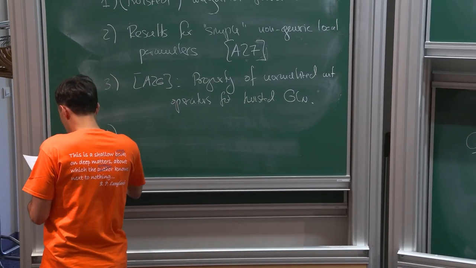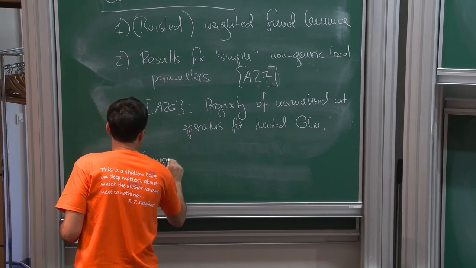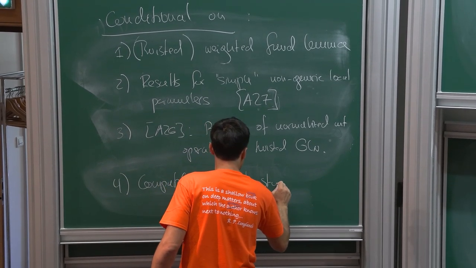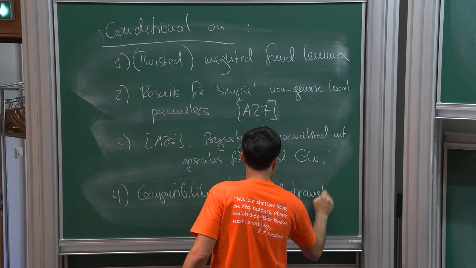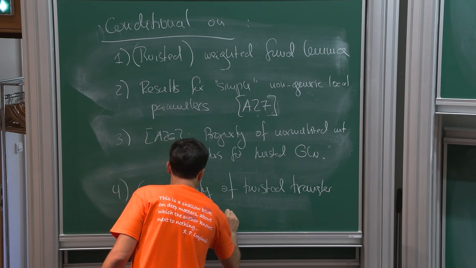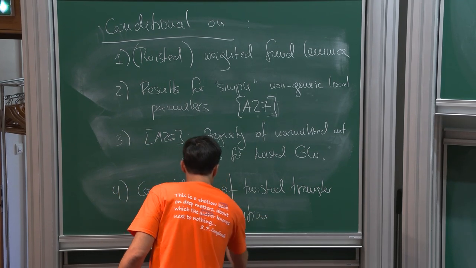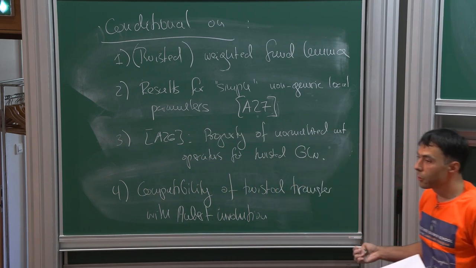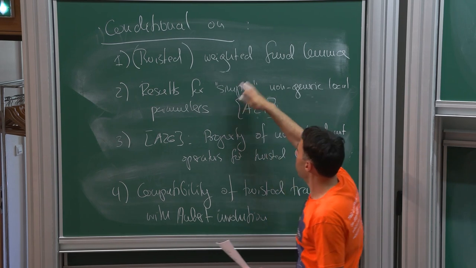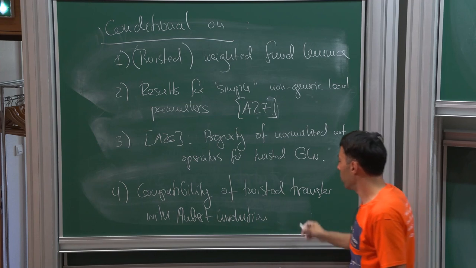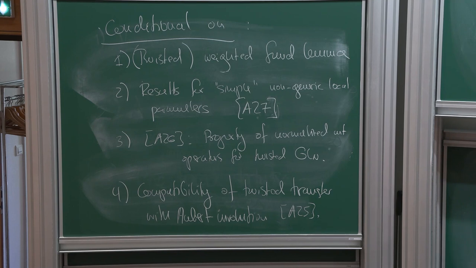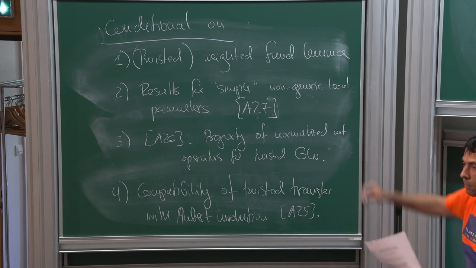And then finally, it's also conditional on compatibility of twisted endoscopic transfer with Aubert involution. The compatibility of standard endoscopic transfer with Aubert involution was proved by Hiraga, but one needs the twisted version of that, and again, one needs it in the handling of non-tempered automorphic representations, and that's listed as A25 in the references to the book. So this is my knowledge of it.